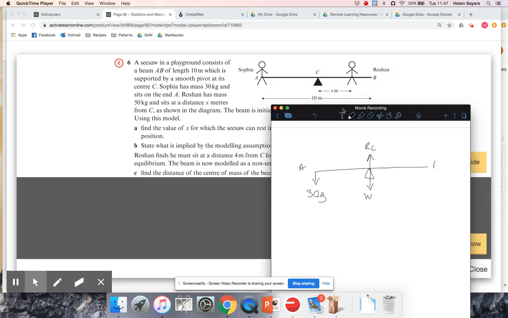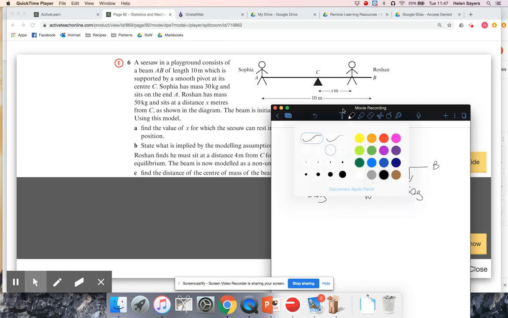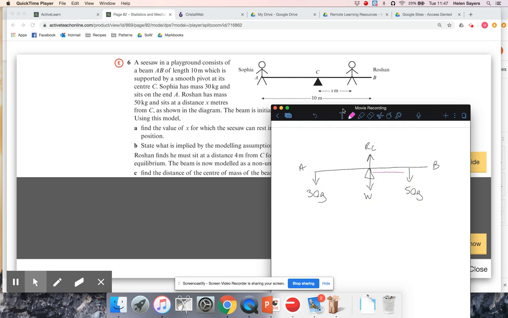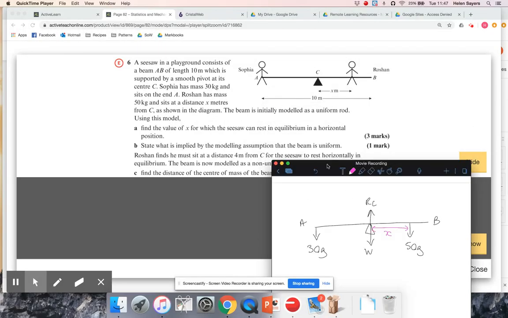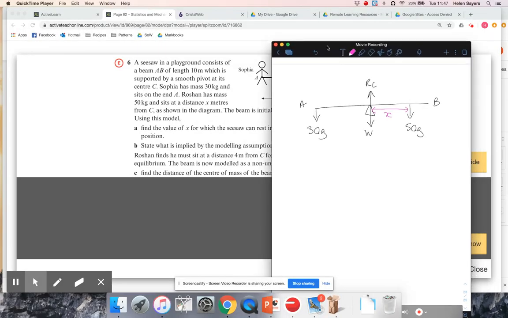We've got end B, but Roshan is not sat right at the end. He is sitting X meters away from the centre. So he has a mass of 50 kilograms, so a weight of 50g, and he is sat X meters away. Okay. And I want to find what that distance is if they're in equilibrium.